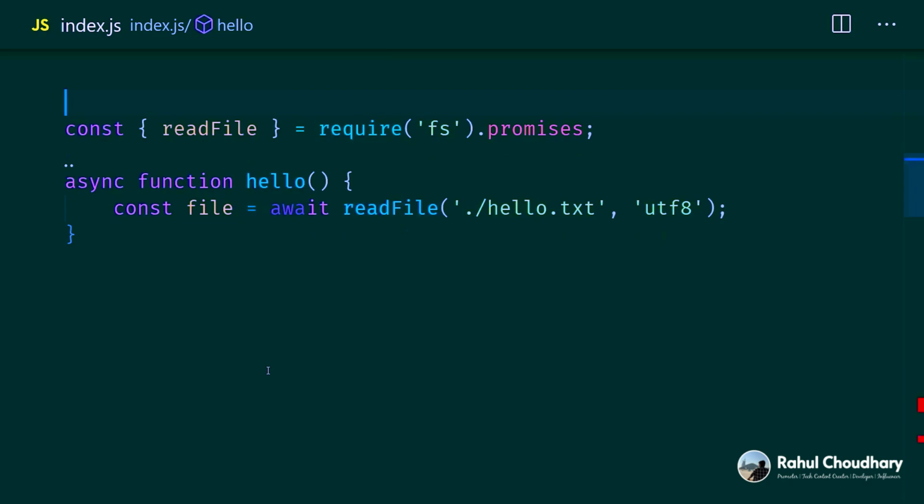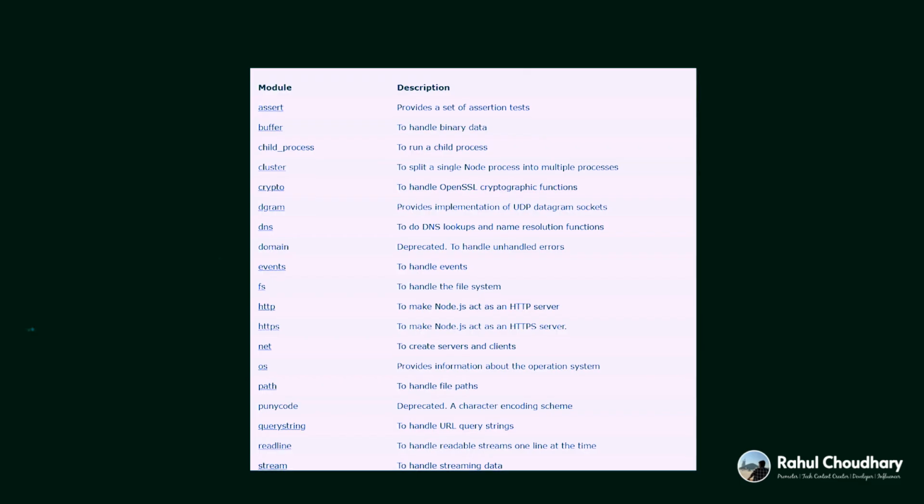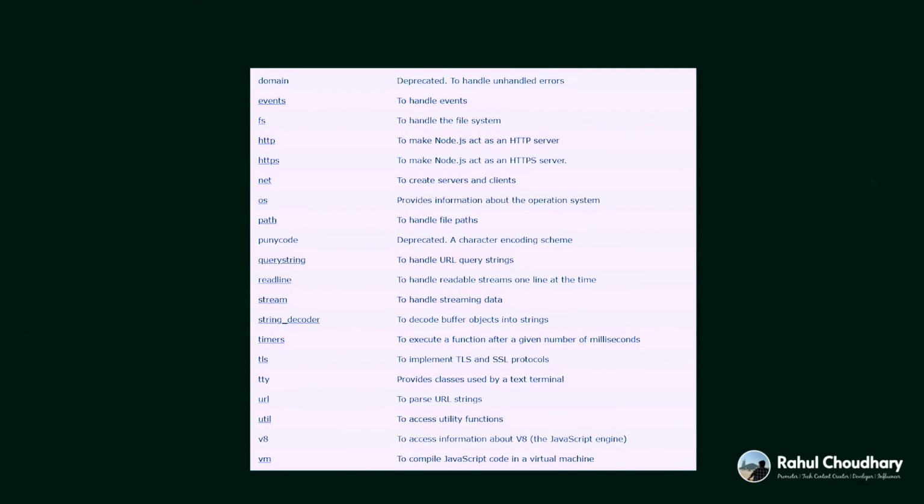Okay, so now that you know how to read files, I want to backtrack a little bit and talk about this require function that you've seen me use in the past couple examples. Step 7, modules. A module is nothing more than a JavaScript file that exports its code. Node has a bunch of built-in modules like FS and events that we've already looked at, and there's a long list of other modules beyond that.